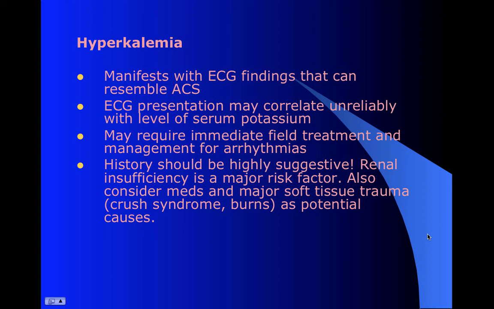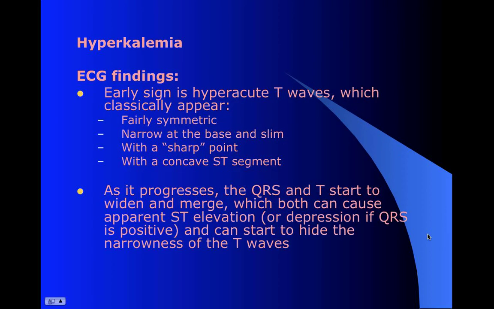You want to recognize it, and of course you don't want to be treating it as an MI, because that can cause problems as well. So what does it look like? It can look like anything, but classically, especially early, you're seeing hyperacute T waves, but not like hyperacute T waves of MI. They're pretty symmetrical. They're very narrow, and they come to a sharp point. And usually, if you can see the shape of the ST segment, it's more concave than a bulging convex ST segment of an MI.